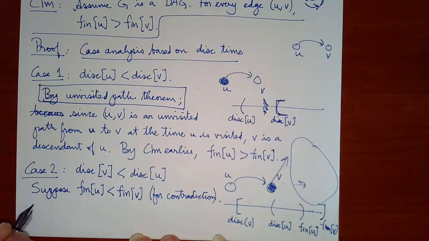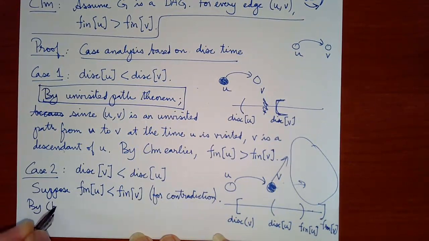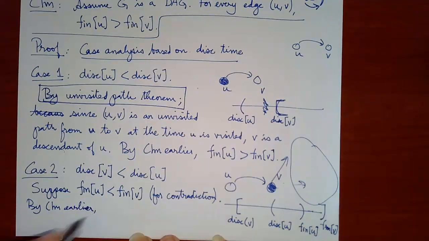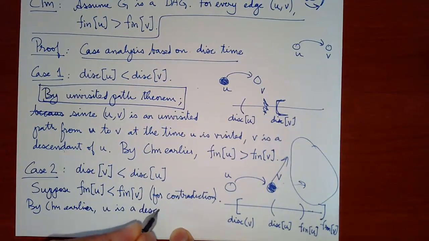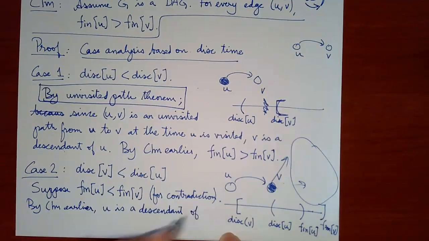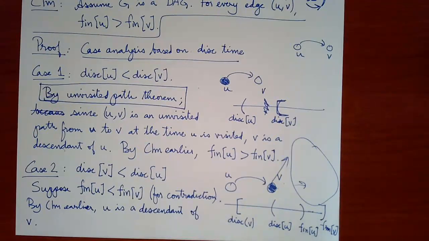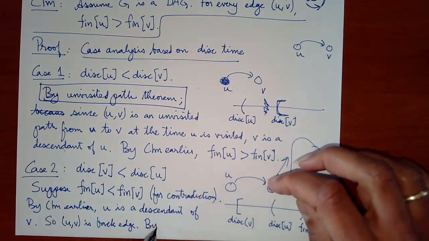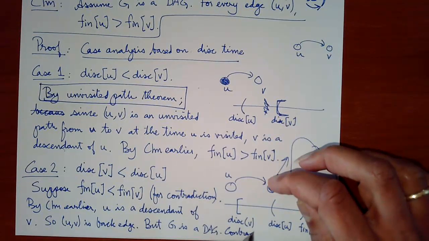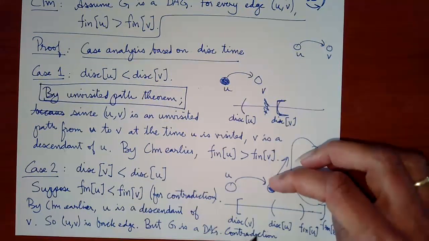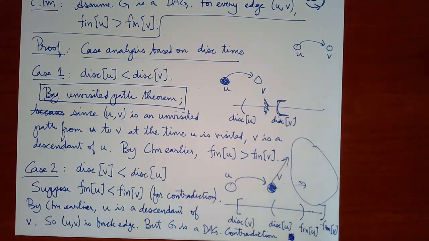This implies, by the claim earlier, not the parentheses thing, you're right, I mean, by the claim earlier, U is a descendant of V. So UV is a back edge, but G is a DAG, so this is a contradiction. And that completes the proof.